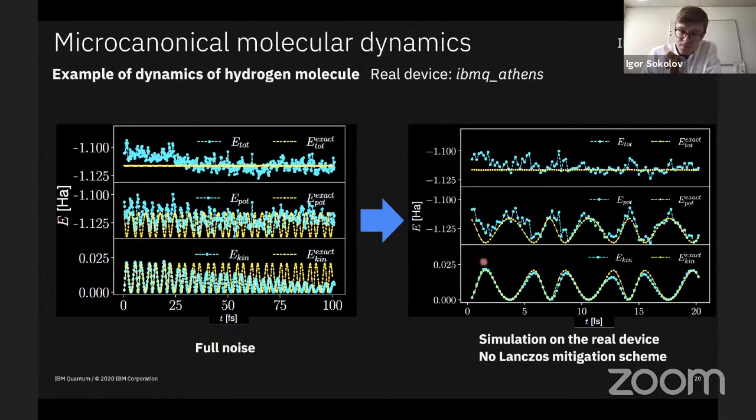So this 20 femtoseconds of the simulation seems to be in agreement with what we see in our simulation with our emulator. In potential energy, it looks significantly better here. We obviously could run this for a longer duration. We were just limited in the resources we were allowed to use on this device.